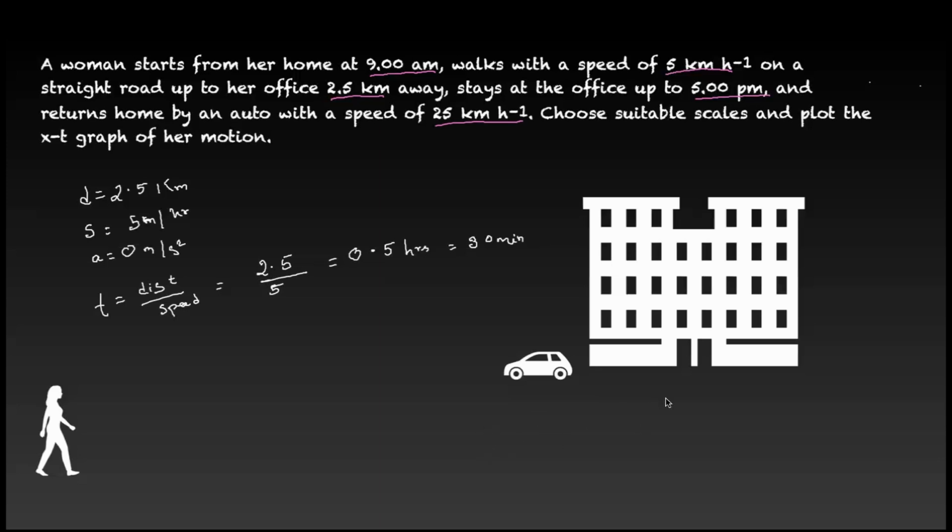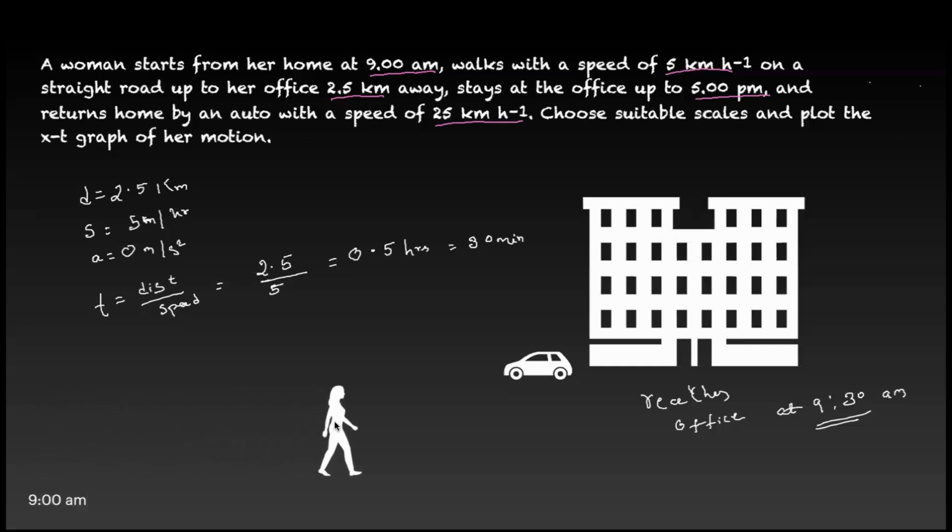So she reaches the office at 9:30 a.m. This is an important point. She starts at 9 a.m. and reaches the office at 9:30. Remember this. Then what happens? At 5 p.m., she comes and sits in the auto. Then she starts moving. So when does she reach home? Let us calculate that part now.